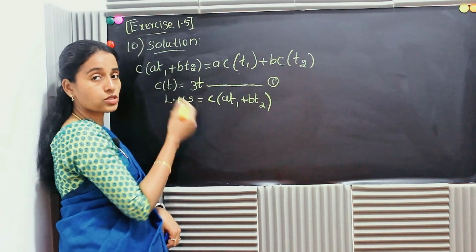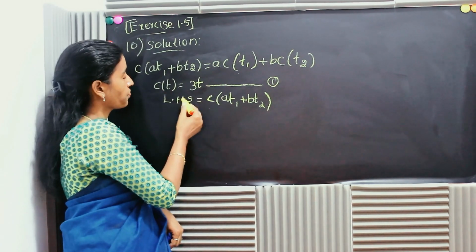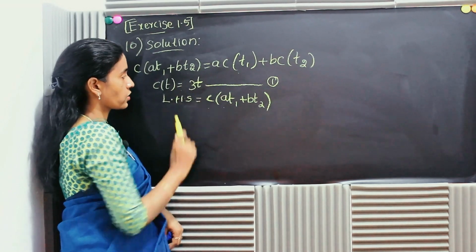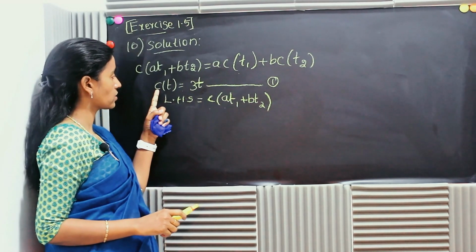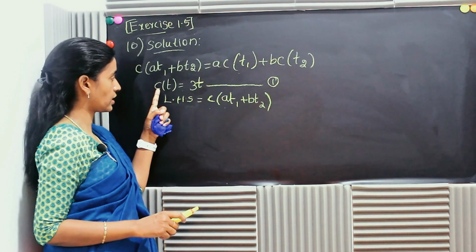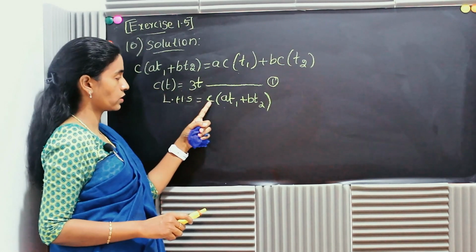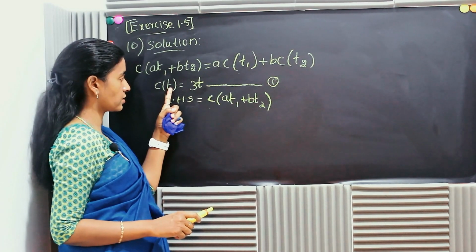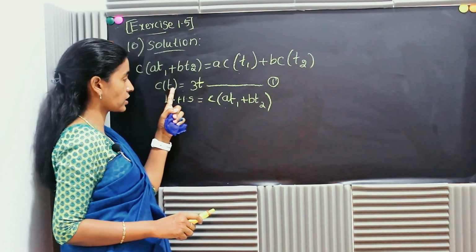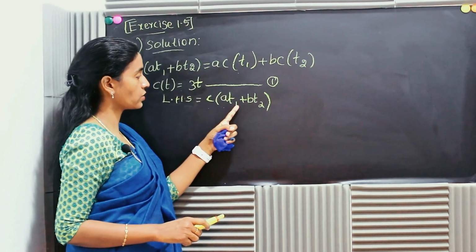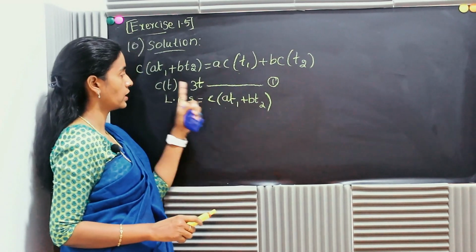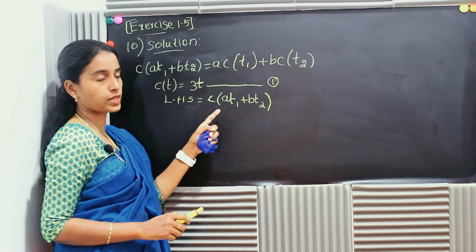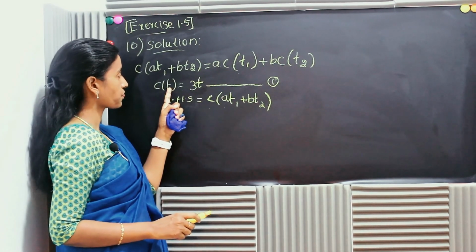Here, we should compare this with this equation. We are going to simplify this. So, just compare this equation with this equation. Here we are having C, and also here we are having C. Here we are having t. Here a t1 plus b t2. Instead of t, we are having a t1 plus b t2.